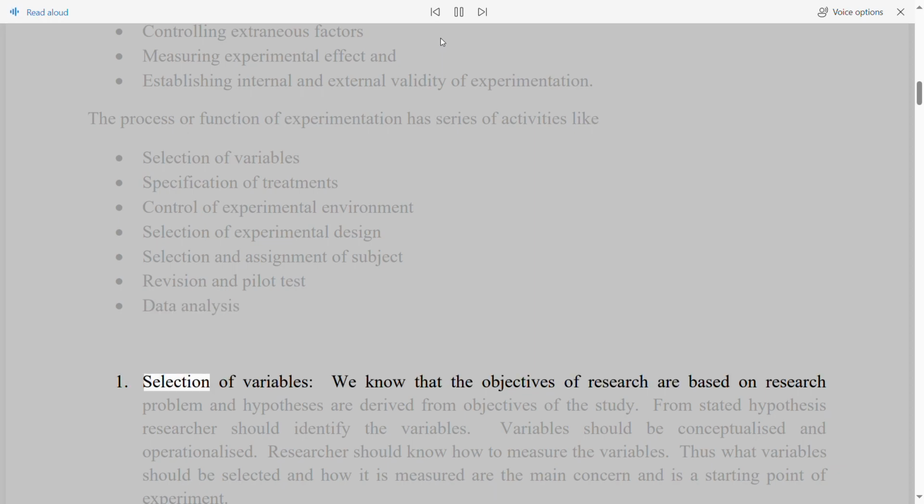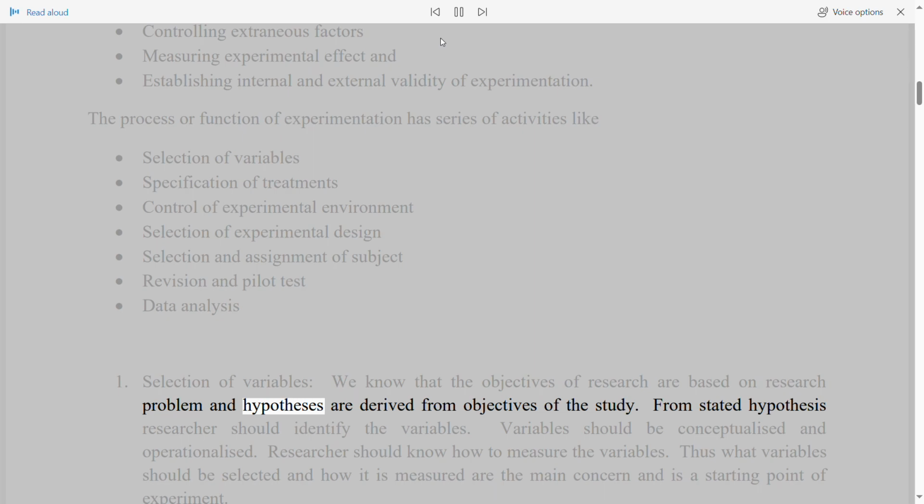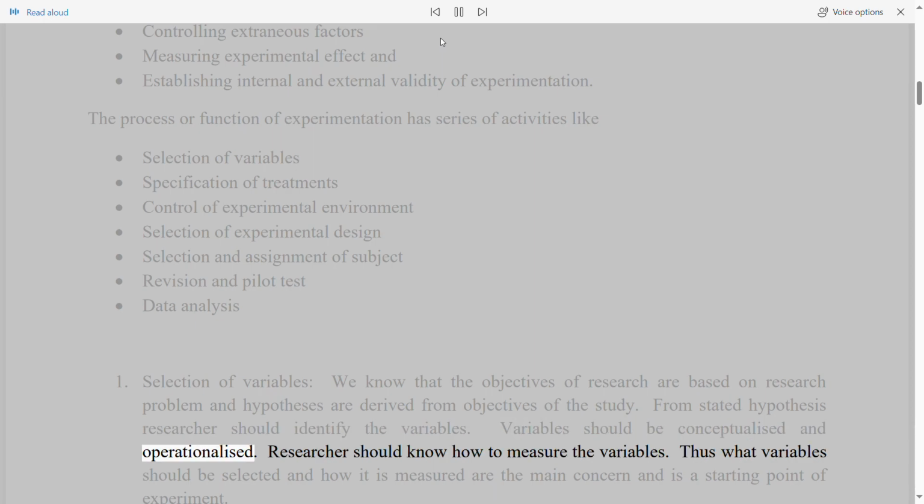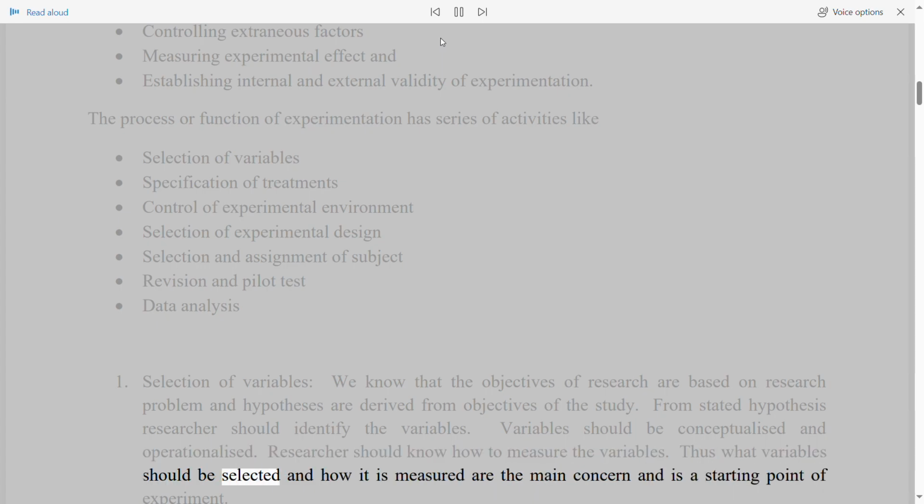1. Selection of variables. We know that the objectives of research are based on the research problem and hypotheses are derived from objectives of the study. From the stated hypothesis, the researcher should identify the variables. Variables should be conceptualized and operationalized. The researcher should know how to measure the variables. Thus, what variables should be selected and how they are measured are the main concern and the starting point of the experiment.